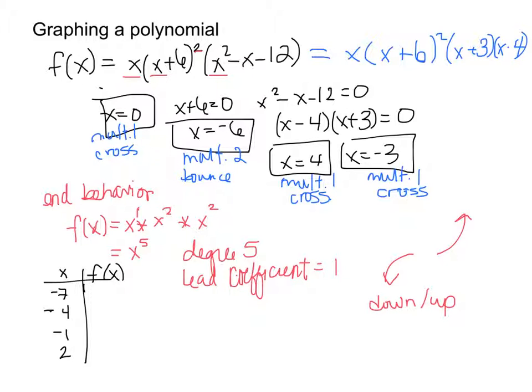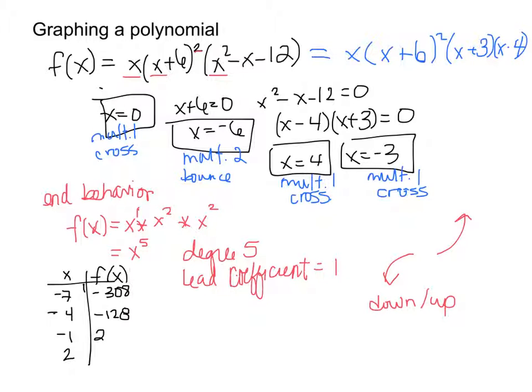Alright, if x is -7, when you plug in -7 throughout that entire thing, you get a y value of -308. If x is -4, you get a y value of -128. If x is -1, you get a y value of 250. If x is something like 2, you get a y value of -1,280.